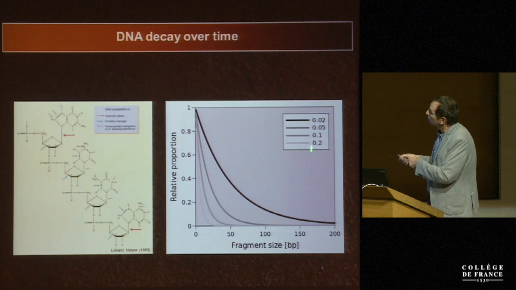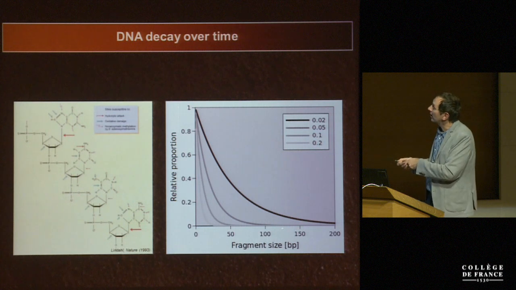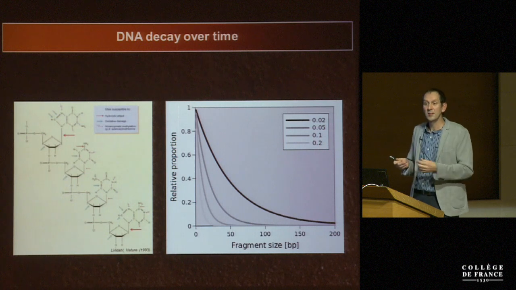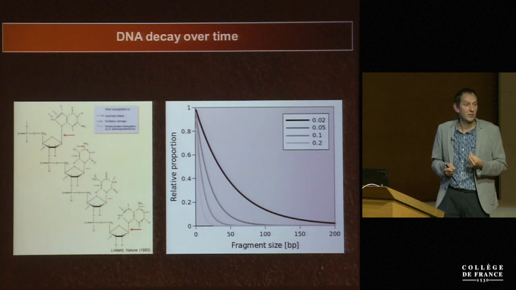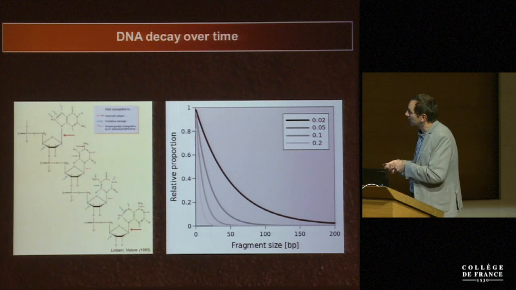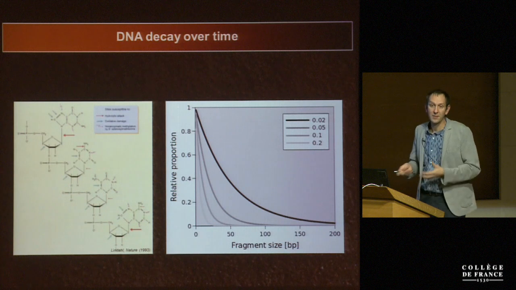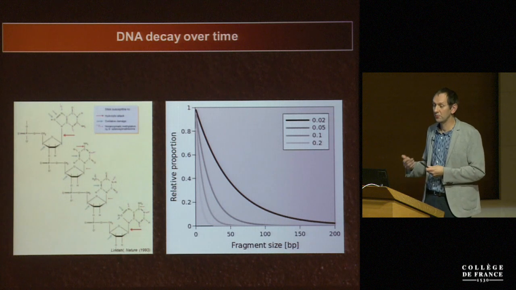And then if you go to higher and higher frequencies of damage, which accumulates over time, your DNA becomes shorter and shorter and shorter. So this is one of the main characteristics of ancient DNA that makes it very complicated to work with. And then eventually, of course, if the DNA becomes too short, it will just disappear, and then there's no more genetic information that can be retrieved.